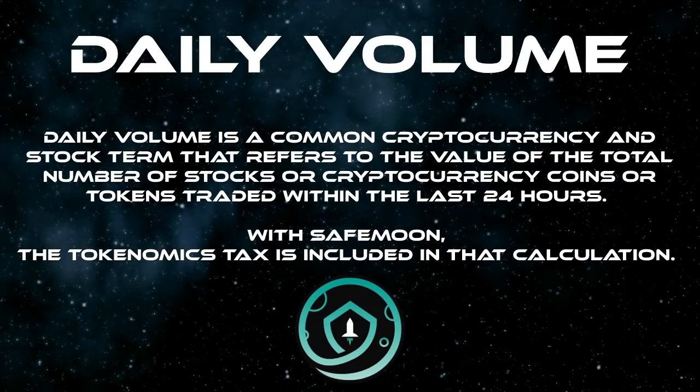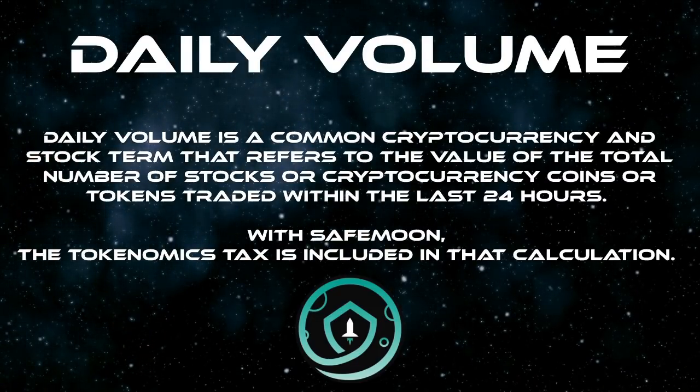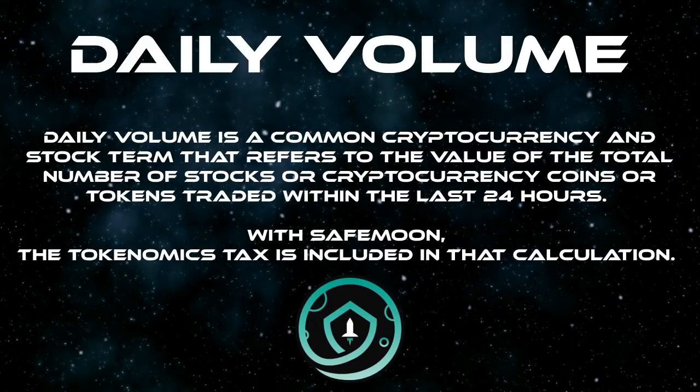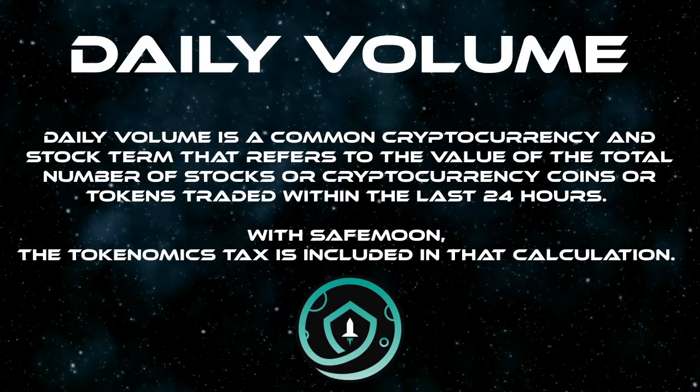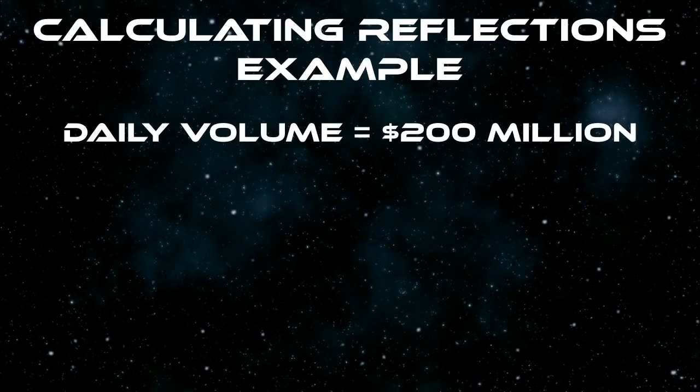To start off, we first require determining the amount of USD being used to transact Safemoon. On many Safemoon reflection calculators, as well as other videos explaining the calculation of Safemoon reflections, the daily volume is the number commonly used for this value. Daily volume is a common cryptocurrency and stock term that refers to the value of the total number of stocks or cryptocurrency coins or tokens traded within the last 24 hours. With Safemoon, the tokenomics tax is included in that calculation. For this example, let's say the daily volume is $200 million.